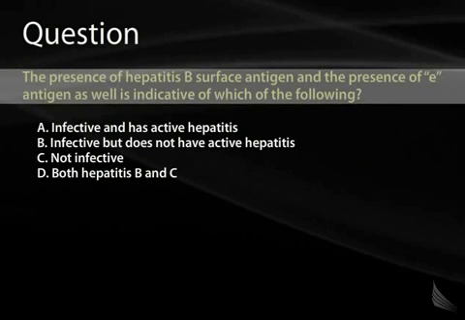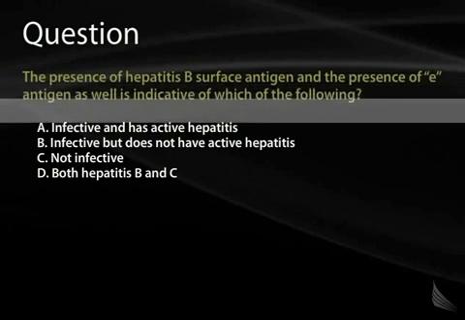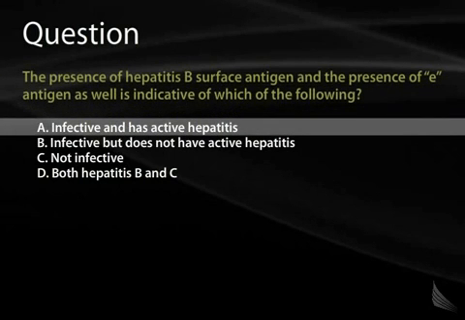Next question. The presence of hepatitis B surface antigen and the presence of E antigen is well indicative of which of the following? We talked about this before. If you've got surface antigen and E antigen, you've got active replicating hepatitis, and that's A, infective and active hepatitis. The other answers don't apply.